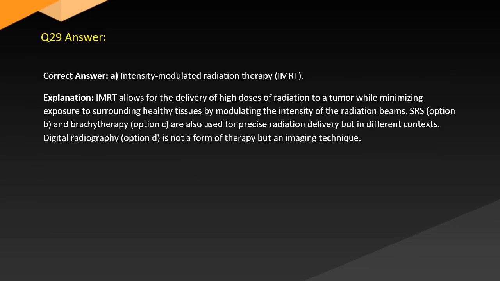Answer. Correct answer: A. Intensity modulated radiation therapy, IMRT. Explanation: IMRT allows for the delivery of high doses of radiation to a tumor while minimizing exposure to surrounding healthy tissues by modulating the intensity of the radiation beams. SRS, option B, and brachytherapy, option C, are also used for precise radiation delivery, but in different contexts. Digital radiography, option D, is not a form of therapy but an imaging technique.